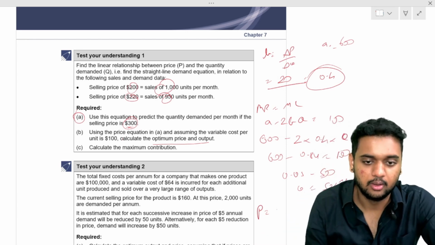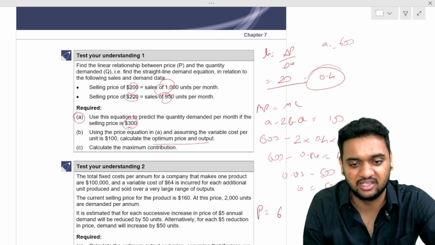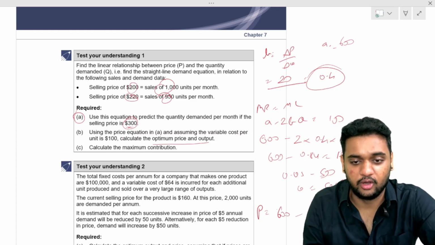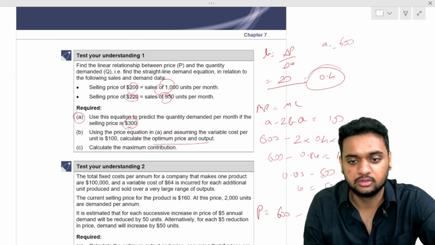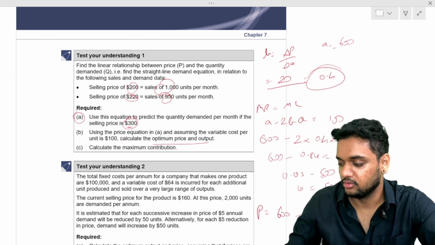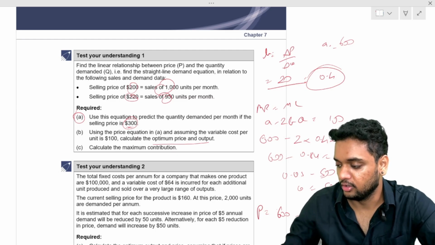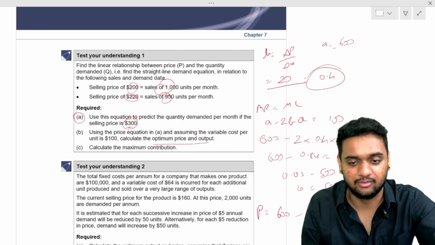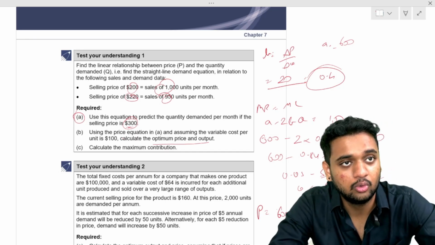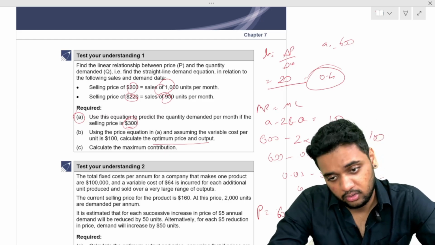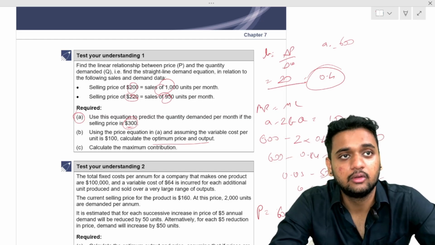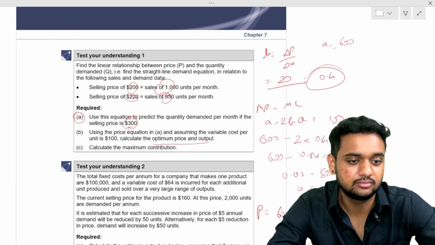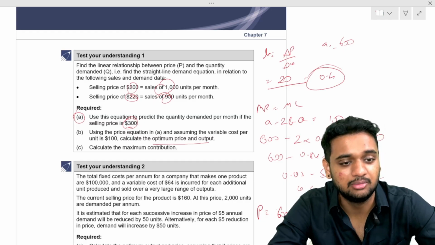Both are the same only. So P is equal to A, which is given to us as 600 as we found out, minus B, which is 0.4, into Q, which is 625. 600 minus 0.4 into 625, you will get P as 350. So what does this mean now? 350 and 625. This is where you get the maximum profit. This is where we will get the maximum profit.